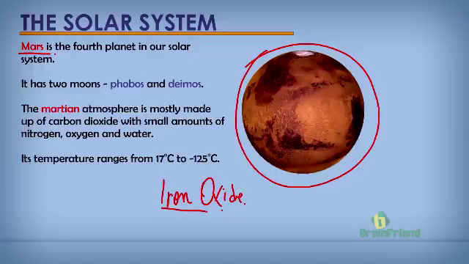Mars has 2 satellites or moons. We've learned what a satellite is. So Mars has 2 of them called Phobos and Deimos. The Martian atmosphere is made mostly of carbon dioxide with small amounts of nitrogen, oxygen, and water. Mars has temperatures that range from 17 degrees centigrade to minus 125 degrees centigrade.